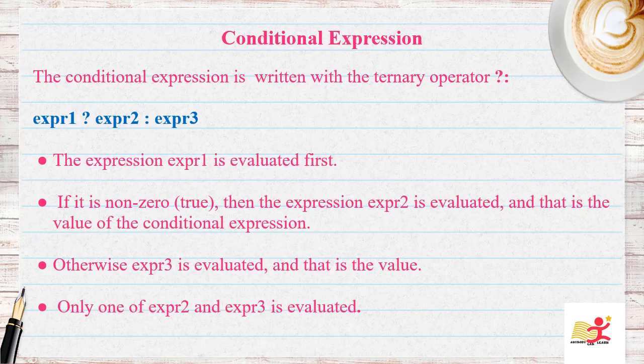Here expression 1 is evaluated first. If it is non-zero or true, then expression 2 is evaluated and that is the value of this conditional expression. If expression 1 is 0 or false, then expression 3 is evaluated and that is the value of the conditional expression. Please note that only one of expression 2 and expression 3 is evaluated. Both are not evaluated at the same time.